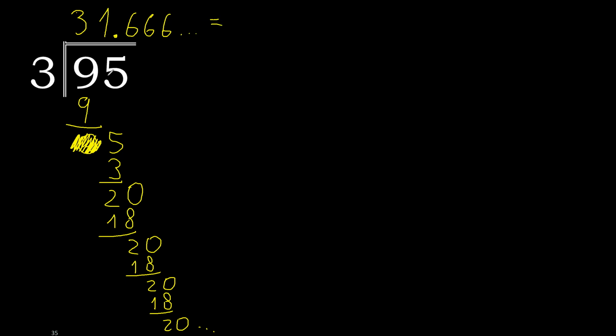Finish. 95 divided by 3 is like this. After the point, 6 repeat. Therefore, 6 repeat like this. Finish. Okay.